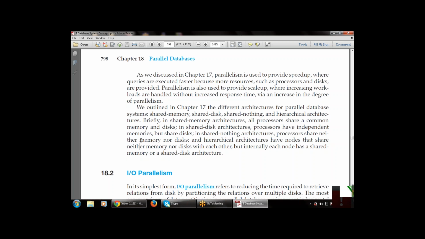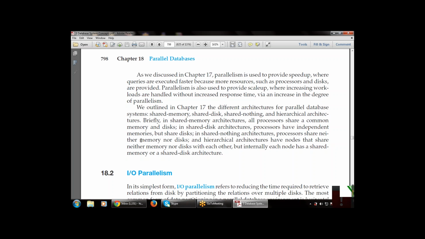But in the shared disk, the memory and the disk are maintained or shared among each other. And in the hierarchical architecture, the nodes share neither memory nor the disk with each other, but internally each node has a shared memory or a shared disk architecture.